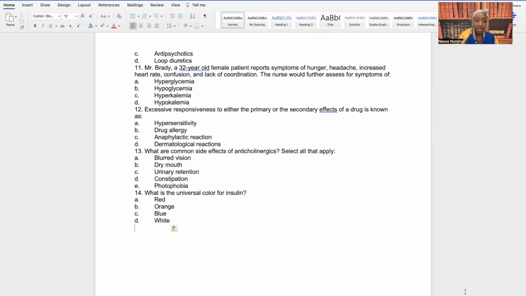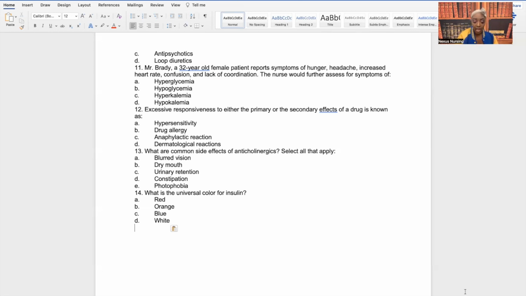Okay. Number 12, excessive responsiveness to either the primary or the secondary effects of a drug is known as hypersensitivity, drug allergy, anaphylactic reaction, or dermatological reactions. It's hypersensitivity. So that patient has a heightened or an increased sensitivity to that particular drug. You guys know what a drug allergy is. An anaphylactic reaction is a lethal or deadly allergic reaction. Okay. It's much worse than just a regular allergic reaction. When a patient has an anaphylactic reaction, you better have some epinephrine available on hand.